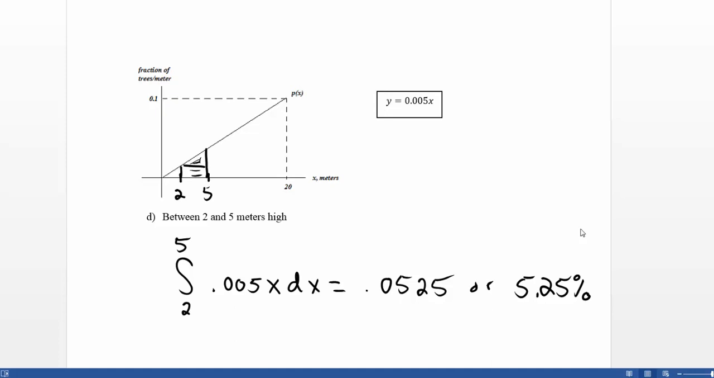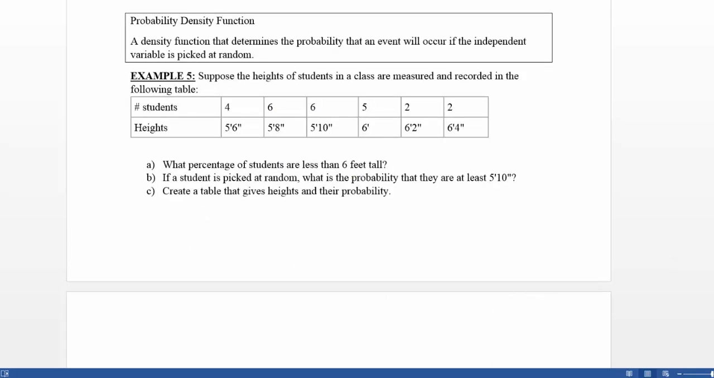So one subcategory of density functions, which again is going to look at this pretty much the same way, is something called a probability density function. So it's taking the same types of information, but changing how the question is asked. So before, the question was always, what percentage of the population meets this requirement? Now we're going to be asking, what's the probability that this thing will occur if an independent variable is picked at random?